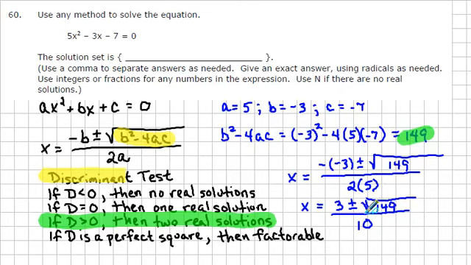We have one expression. However, this one expression actually represents two different solutions. One solution is 3 minus the square root of 149 over 10. The other one is 3 plus the square root of 149 over 10. So the solution set is the set containing one solution, 3 minus the square root of 149, all divided by 10, and the second solution, 3 plus the square root of 149, all divided by 10.